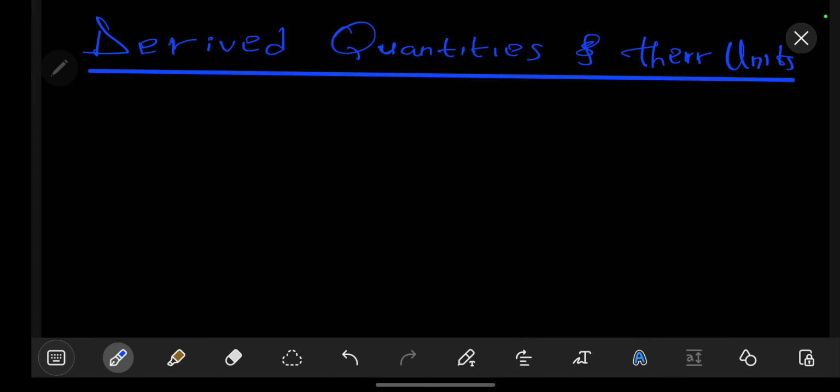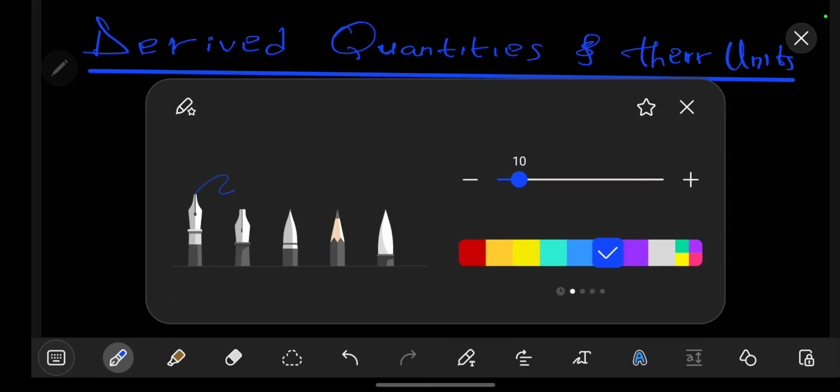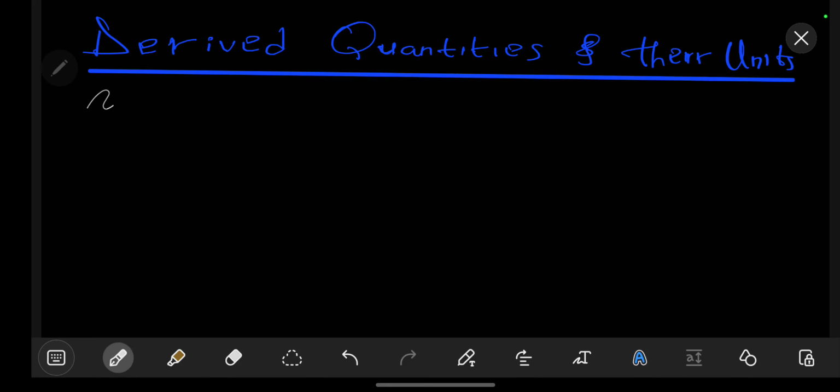So I'll put out the quantity, then I'll give it the derivation. And mind you, the derivation is the exact thing as the formula. So when we say derivation, we mean the formula. So we'll begin with a very basic one right now, and that is area.